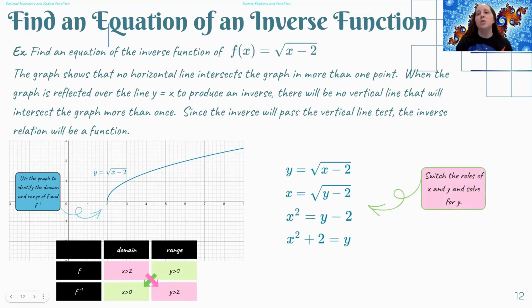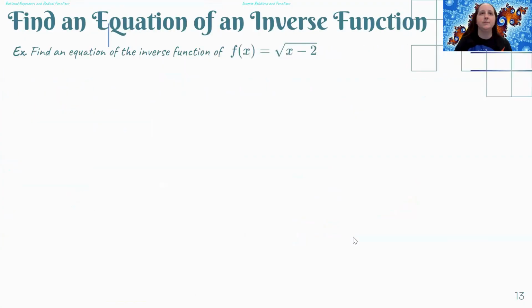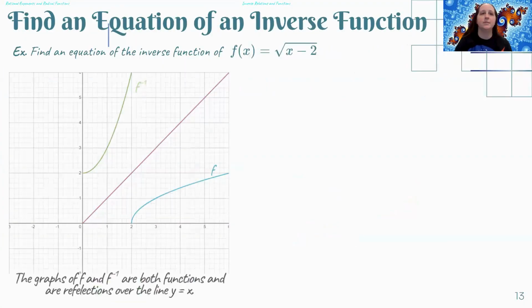You can switch the roles for x and y and then solve for y. So y equals the square root of x minus 2 becomes x equals the square root of y minus 2. I square both sides to get rid of this square root. So I get x squared equals y minus 2, and then I add 2 to both sides. So my inverse function is y equals x squared plus 2. So the graphs of f and the inverse of f are both functions and are reflections over the line y equals x.